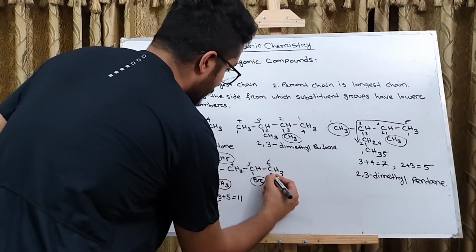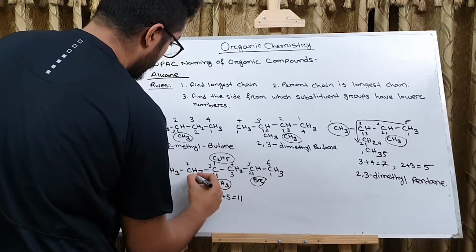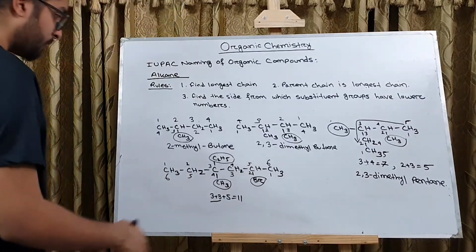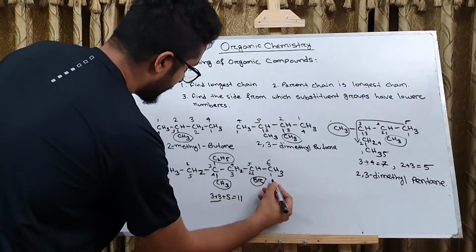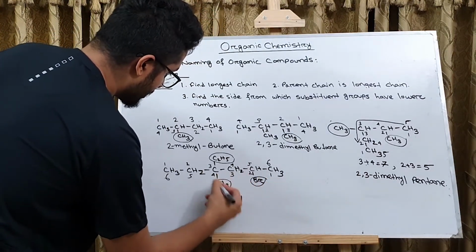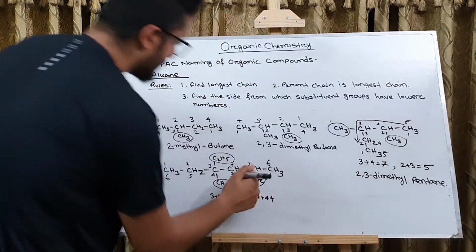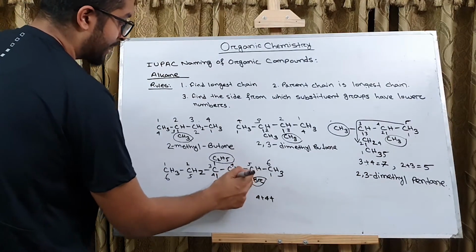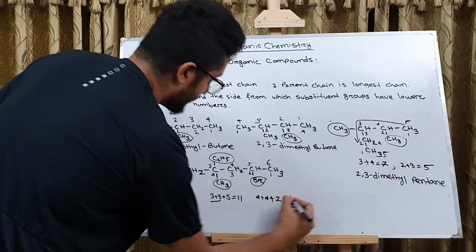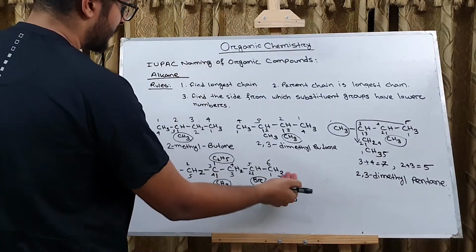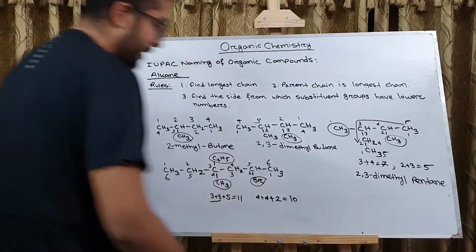But if I number it from right to left, then let's see what I have. 1, 2, 3, 4, 5, and 6. So if I number it from right to left, then what I have is 2 substituent groups at 4th carbon, that is 4 plus 4, and a single substituent group at 2nd carbon. So this one is 4 plus 4 plus 2 equal to 10. So I'll have to number it from right to left. If I number it from left to right, it would be wrong. Clear?